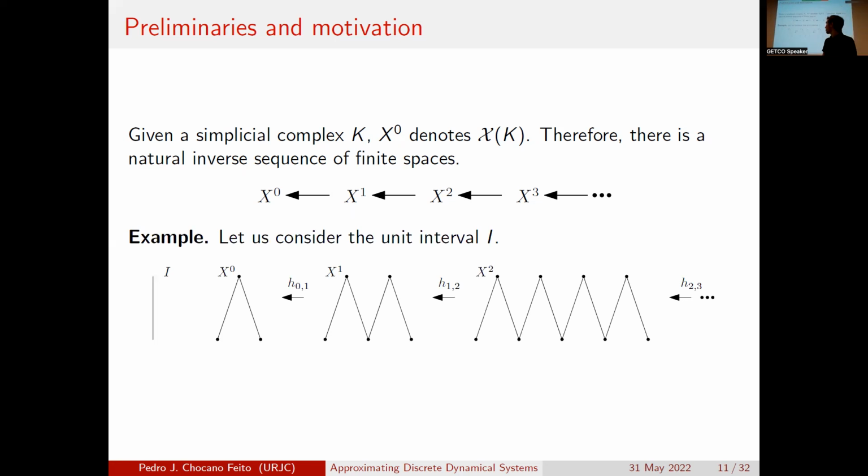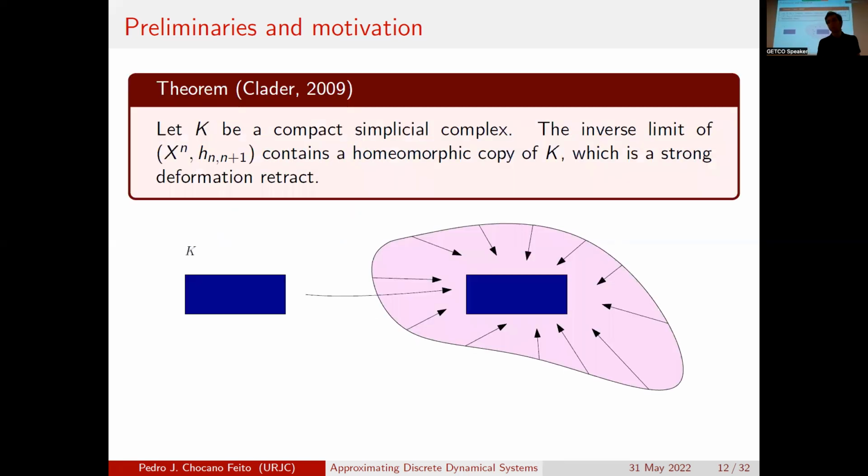Here we have an example. Assume that we consider the unit interval and we consider the standard triangulation, two vertices, one edge. Here we have the face poset of this simplicial complex, and we start with this construction. We consider the finite barycentric subdivision, we consider again the finite barycentric subdivision, and we have continuous maps between them. All right.